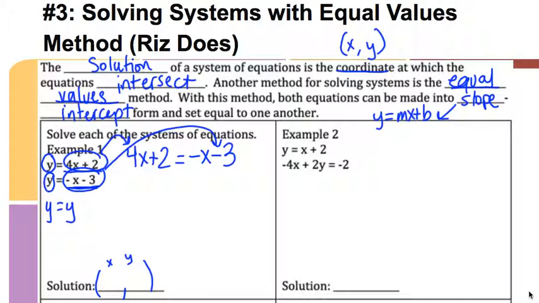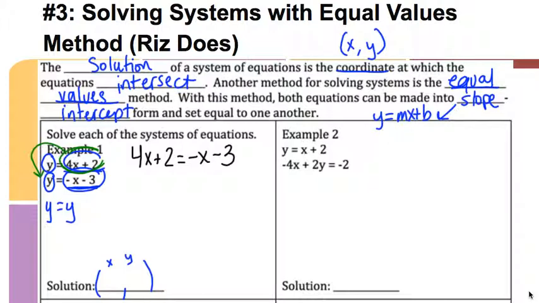A different way to think about this is that if y equals 4x plus 2, then I can also replace this second y with 4x plus 2. So that's how I get 4x plus 2 equals negative x minus 3. That's the main idea behind this today. So let me go ahead and write that over so we can solve it out. So 4x plus 2 equals negative x minus 3. Now, I've gotten rid of the y's, so I can just solve for x.